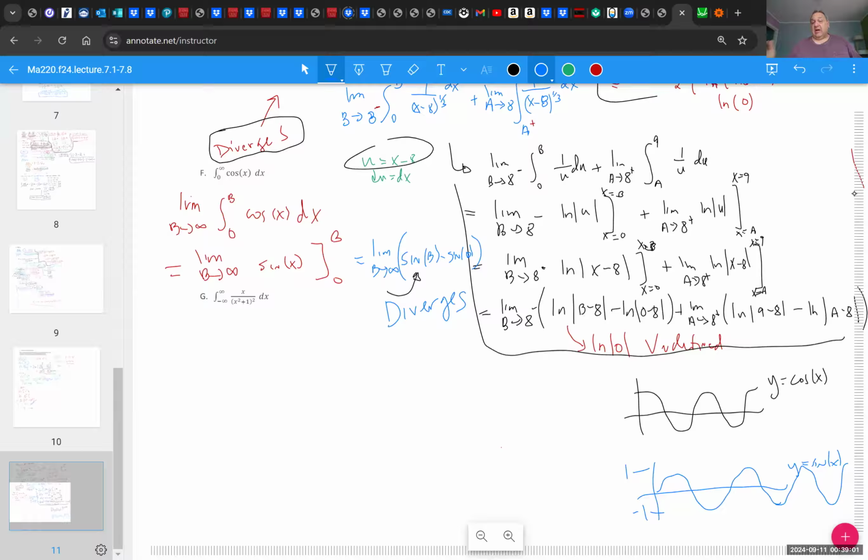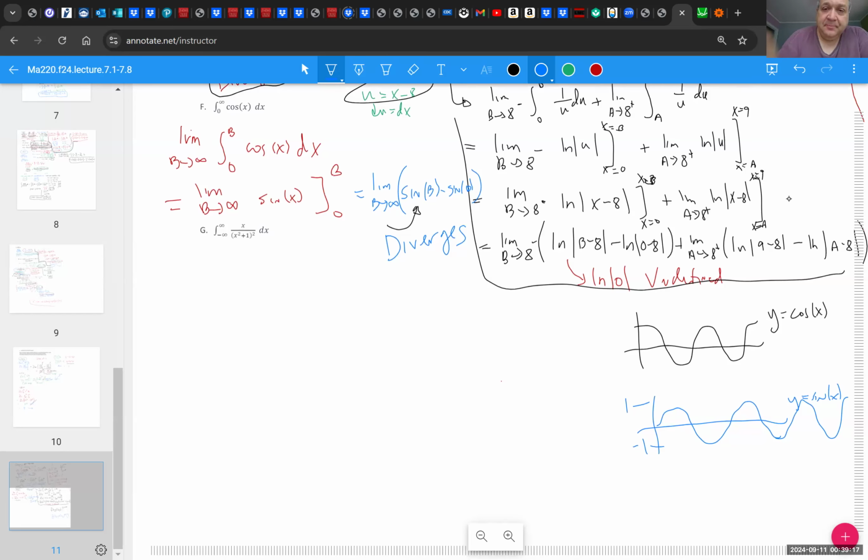So I chose this problem to show you that you can have an improper integral that diverges, but not because the area is infinitely big. It's just because we cannot calculate the area. There's no way to calculate this area because it keeps going up and down and up and down and up and down forever. All right, so that was the reason behind example F. And my last example, which is G here. Let me zoom in a little bit, make this easier to see.